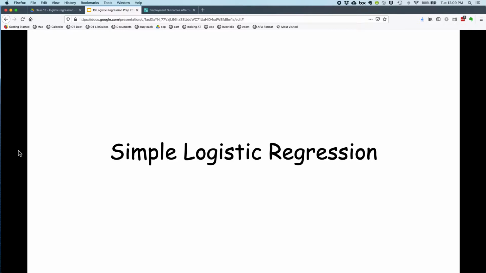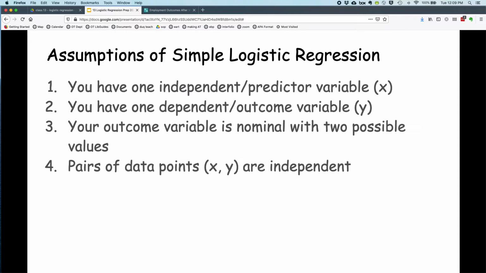In this video, we're going to go over how to do simple logistic regression. Here's the assumptions that underlie what we're doing. We have one independent or predictor variable, and we have one dependent or outcome variable. And this outcome variable only has two possible values, so it's dichotomous or binary.